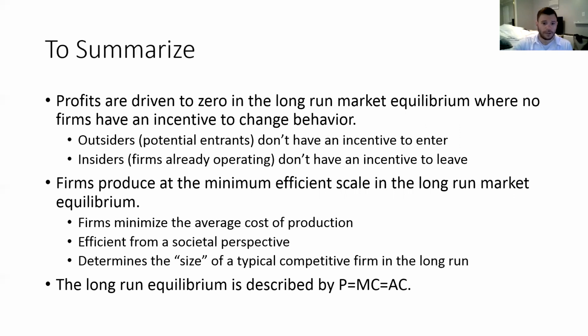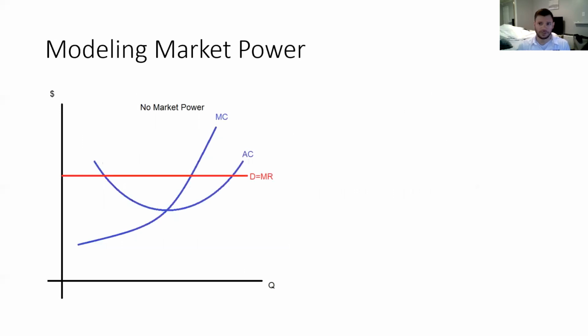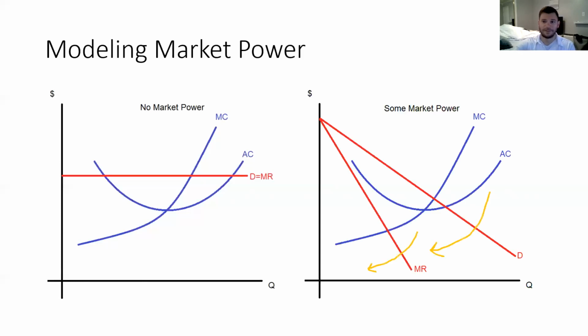Okay, the next thing we did is we started thinking about how to model market power. So we started off in the case where we had absolutely no market power, which we modeled with a flat demand curve. And then we argued that if we just tilted that demand curve downwards, then we would be modeling a situation where we have some market power.